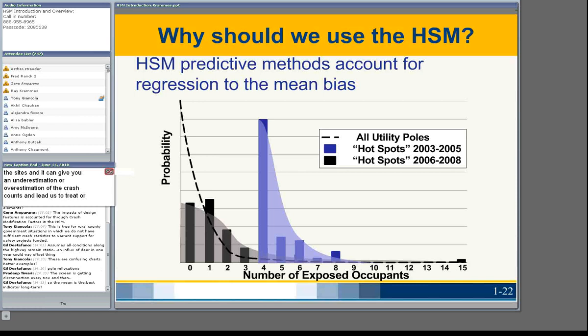What we need are the traffic volume, the AADT, which is the average annual daily traffic volume of vehicles per day, and then the length of the roadway segment in miles.